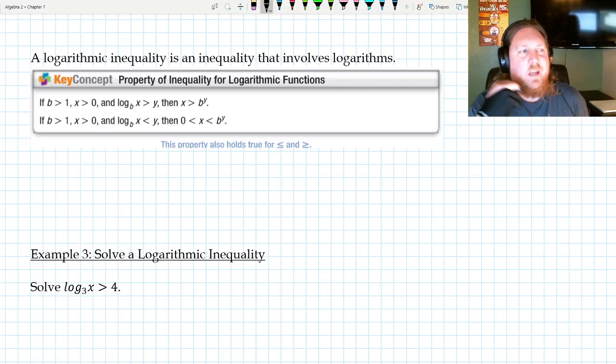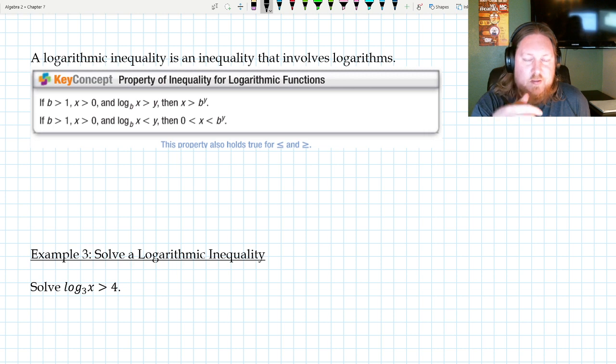So a logarithmic inequality works just like the equations. You can either use the definition and rewrite it, or make sure that both the bases match, and then set up that the inputs are equal. You do have to check and make sure that you're not putting anything bad into the domain, so nothing that is in the negatives or zero.